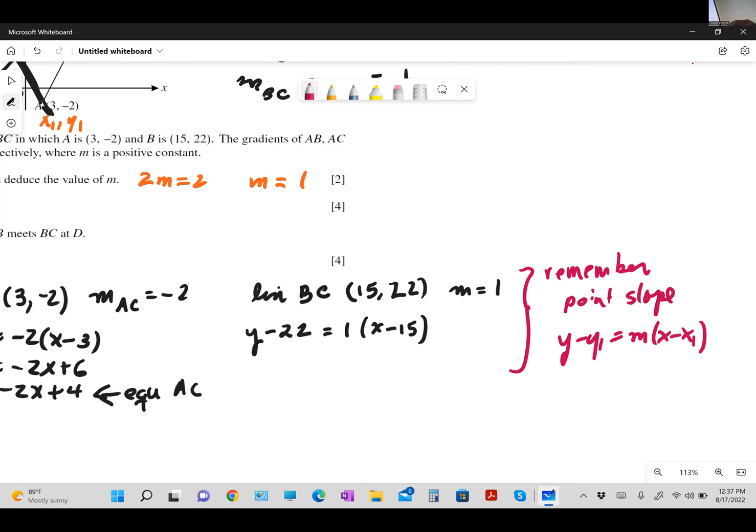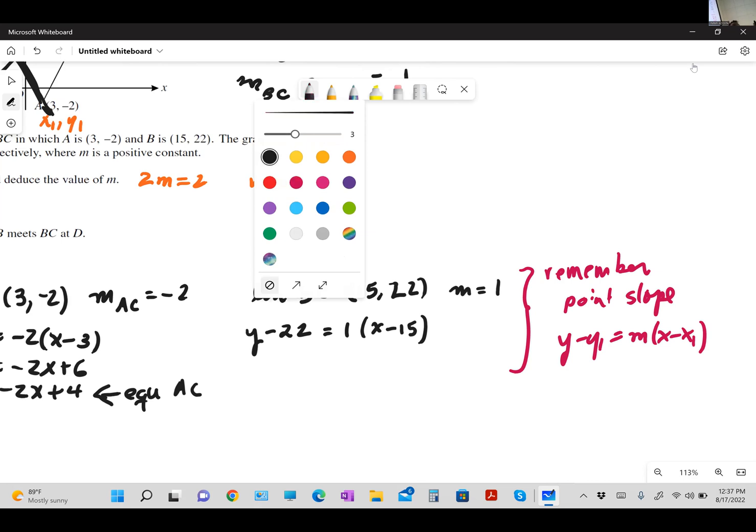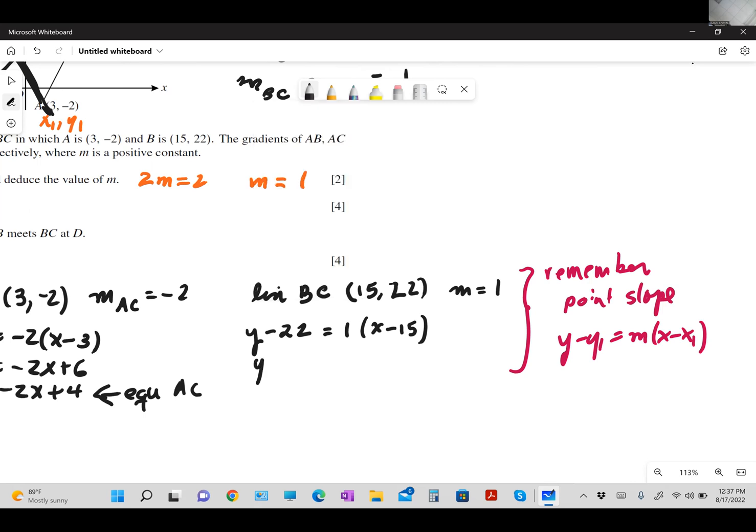Let's just finish up and make it look prettier. The way we make it look prettier is by rewriting it in slope intercept. See, that's what I've done. y minus 22 equals x minus 15. And then when you add the 22 over, what's 22 minus 15? So you have two equations. You got negative 2x plus 4 and x plus 7.